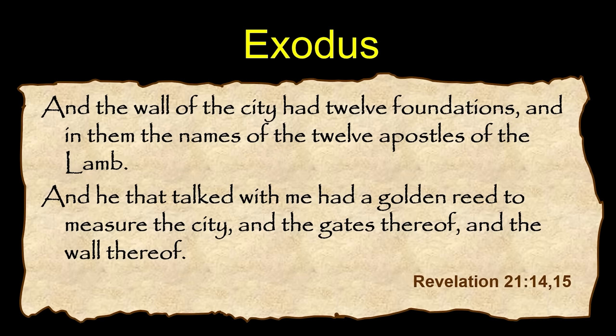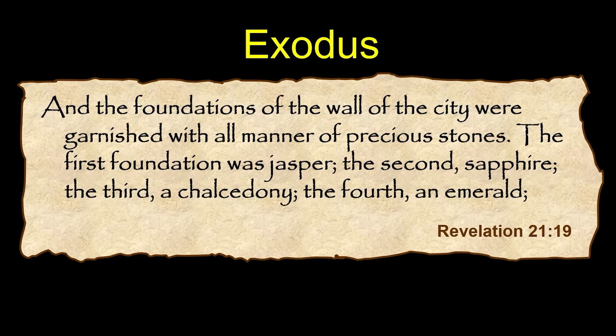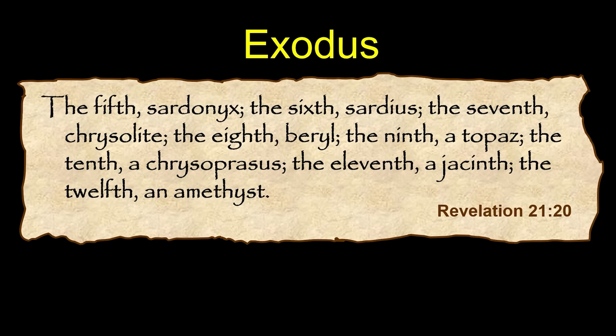Now we come down here, and he measured 144 cubits. So verse 18, the building of the wall, it was of jasper, and the city was of pure gold like clear glass. The foundations of the wall of the city were garnished with all manner of precious stones. And then the Holy Spirit finds it needful to identify the 12. The first foundation was jasper, the second sapphire, the third chalcedony, the fourth emerald, the fifth sardonyx, the sixth sardius, the seventh chrysolite, the eighth beryl, the ninth topaz, the tenth chrysoprasus, I guess, and the 11th jacinth, and the 12th amethyst.